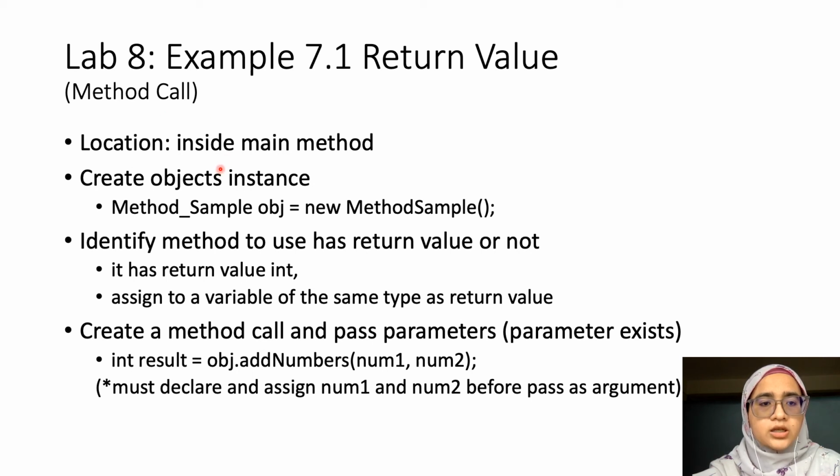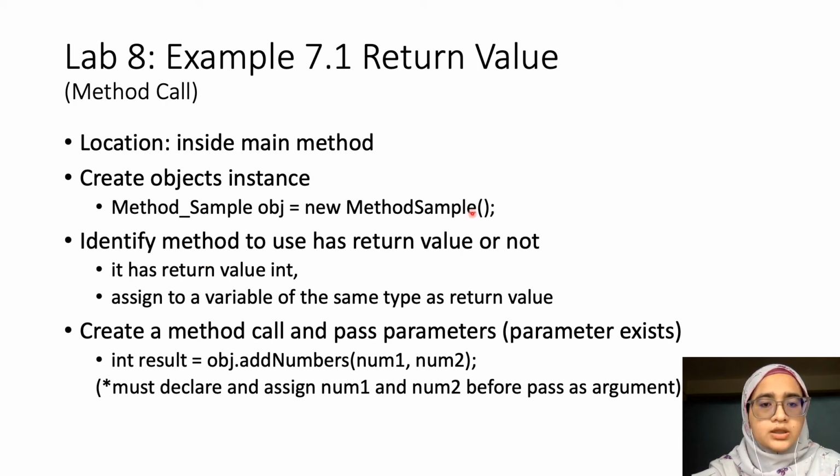Method call-nya macam mana? Mula kita kena decide dia nak duduk dalam main method ataupun dalam method lain. So kat sini dia duduk dalam main method. Alright, and then we have to create the object instance which is method sample. Okay, nama kelas kita obj which is the object name equals to new method sample. Again, this is the class name.